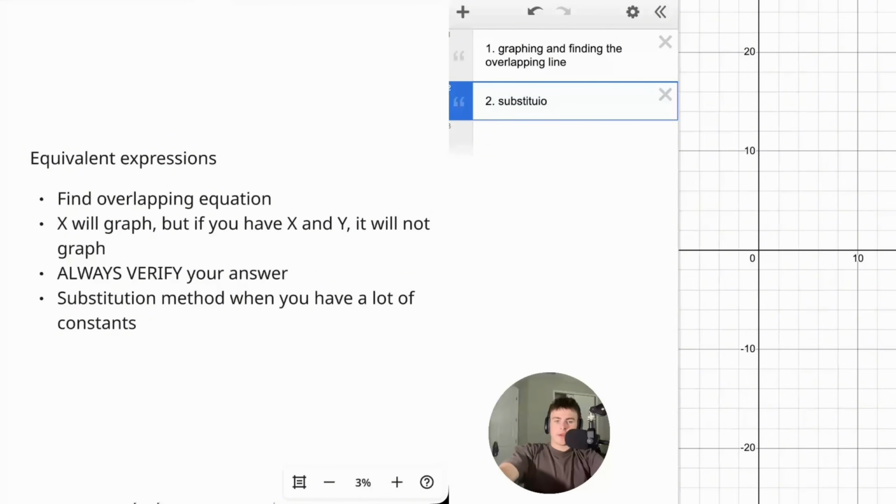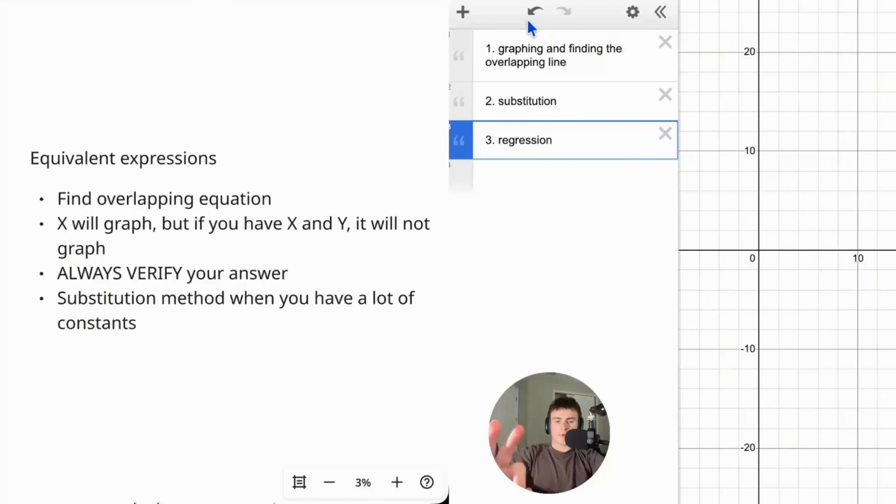Now, lastly, is regression. We're not going to cover this yet because it is more advanced. I want to make sure you know the previous, more basic stuff first. But regression, we're going to go over in 1 or 2 days. So regression is the third way. It's actually very, very good. We will get there soon. But we're focusing on graphing and substitution first. These are much more important and much more prevalent.